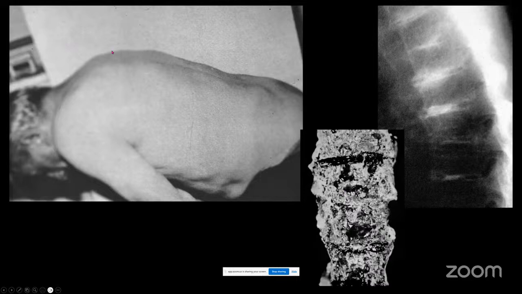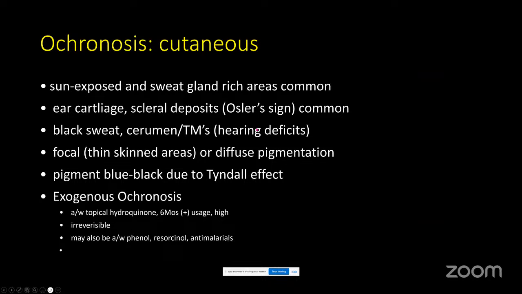I apologize. But you can see here, he's lost his lumbar lordosis. He can't really bend over. He's sort of locked in. He's got these deposits here on his back. And you can see all this black material here in endogenous ochronosis. The cutaneous findings, as I mentioned, you can get the ulcer sign, and we get the black deposits on the sclera.